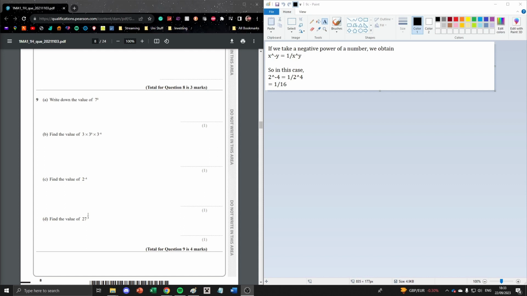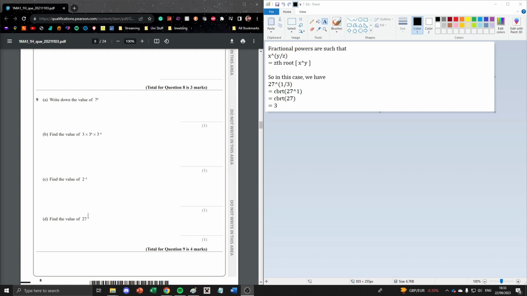9c looks a bit at negative powers, so we're asked to find the value of 2 to the power of minus 4. Now, the definition of a negative power is such that if we have x to the power of negative y, then that's equal to 1 divided by x to the power of positive y. So in this case, we can rewrite 2 to the power of minus 4 as 1 divided by 2 to the power of 4. And you could iterate through, but you might just know this off the top of your head, that 2 to the power of 4 is 16, and so the value of this is 1 over 16.